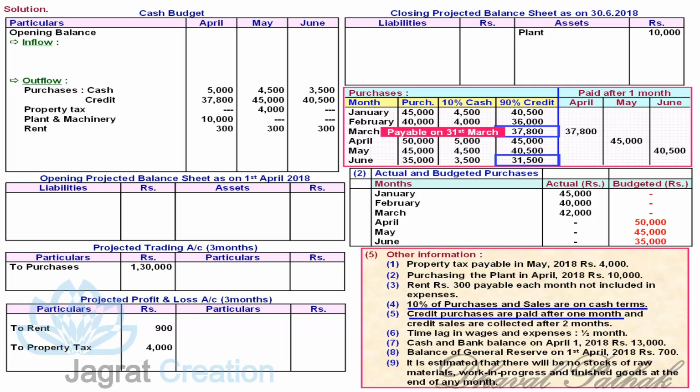Similarly, 31,500 is a purchase made in June to be paid after 1 month. So that is going to be paid in July, but it is outstanding as on 30th June.